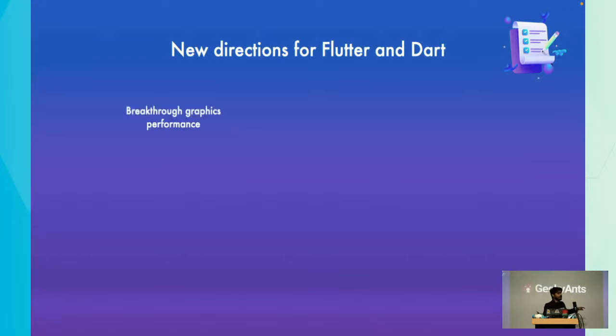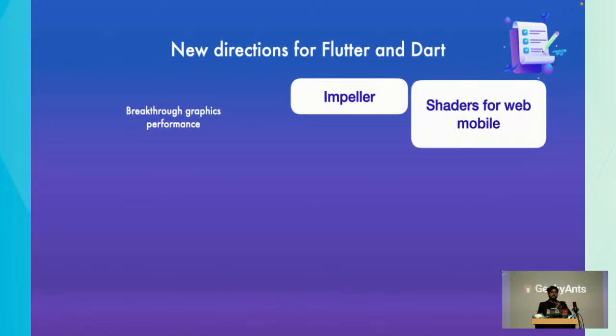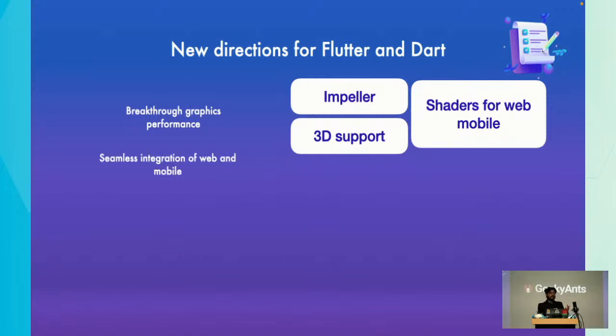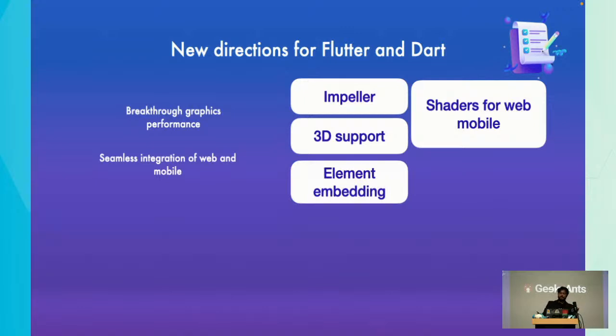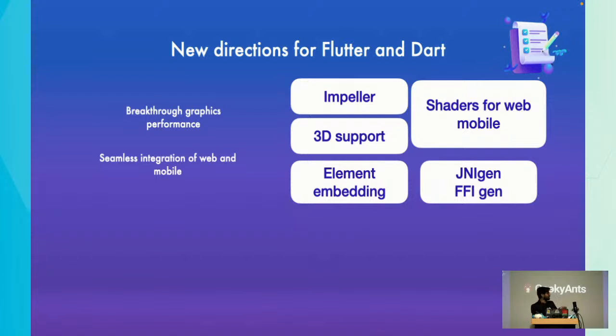Cool. So this is a very small slide which says what we got in Flutter Forward. There were some updates on graphics, for example Impeller and shaders, which you already saw. Then 3D support. If you don't know, go and watch the Flutter Forward video. You will be amazed by the 3D support part. Seamless integration of web and mobile, where we have element embedding, which you already saw. Then there is a JNI and FFI update as well.